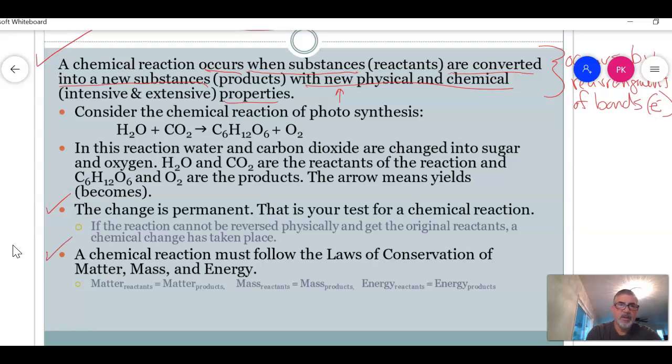All chemical reactions must follow the laws of conservation. And you've heard these all since elementary school. Conservation of matter: matter can't be created or destroyed, only transferred. So matter of reactants is equal to matter of products. Conservation of mass: mass can't be created or destroyed, only transferred. So the mass of the reactants is equal to the mass of the products. Then energy, energy has to be conserved as well.